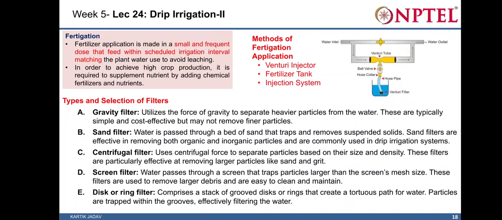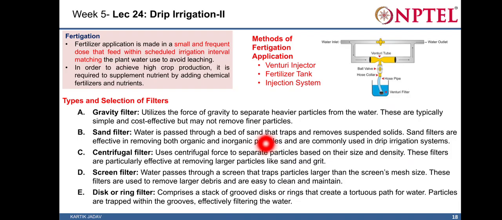Gravity filter generally utilizes the force of gravity to separate the heavier particles from water. These are typically simple and cost effective, but do not remove finer particles. So the gravity filter is able to remove the larger particles. Then we have a sand filter, in which water is passed through a bed of sand that traps and removes the suspended solids.